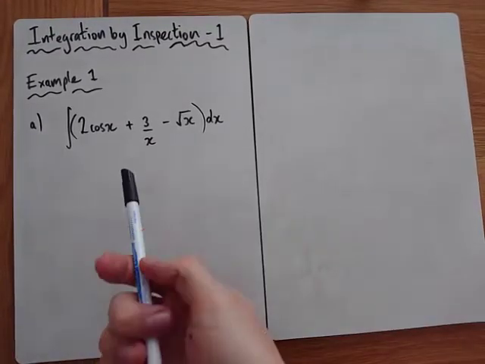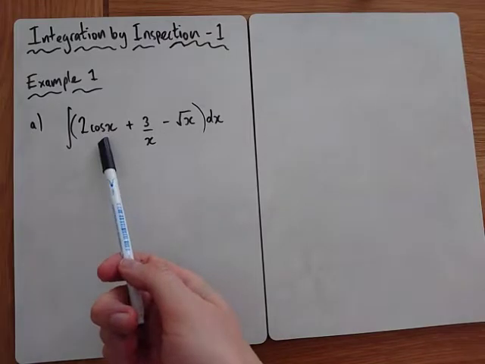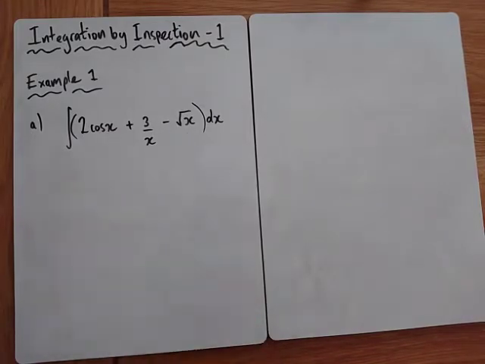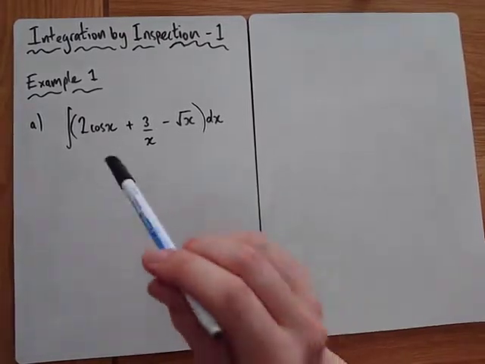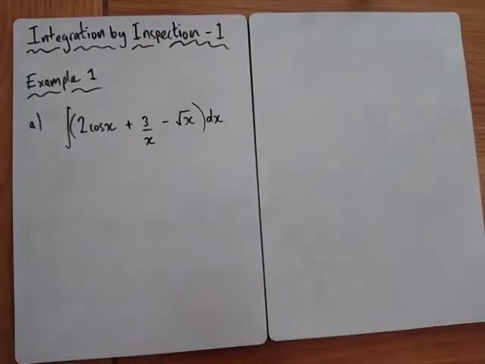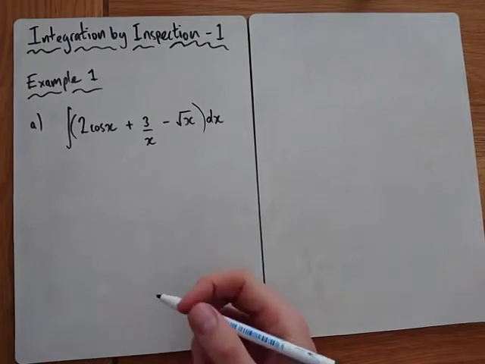Example 1, we're going to integrate 2 cos x plus 3 over x minus root x with respect to x. First thing I would think about for this is there's actually 3 separate functions that we're trying to integrate. So let's think about them as 3 separate integrals.